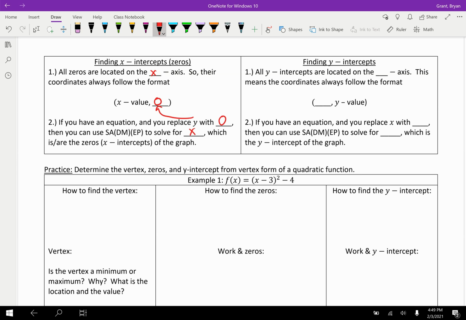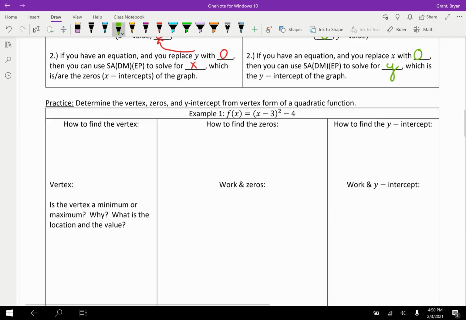Easy. The y-intercepts are almost exactly the same. All y-intercepts are located on the y-axis. Again, very shocking. That means there has to be a y value in the point, but the x value will always be 0. If you have an equation and you wanted to find the y-intercept, you make the x go away by replacing it with 0. And then you use SADMAP and try to isolate y. Right? It's just the same as the x-intercepts.